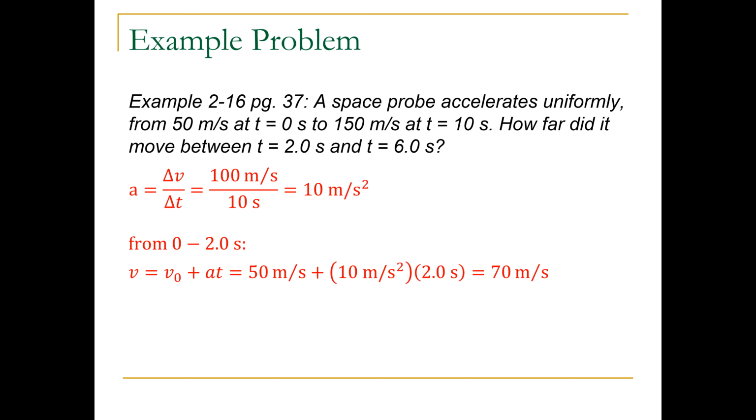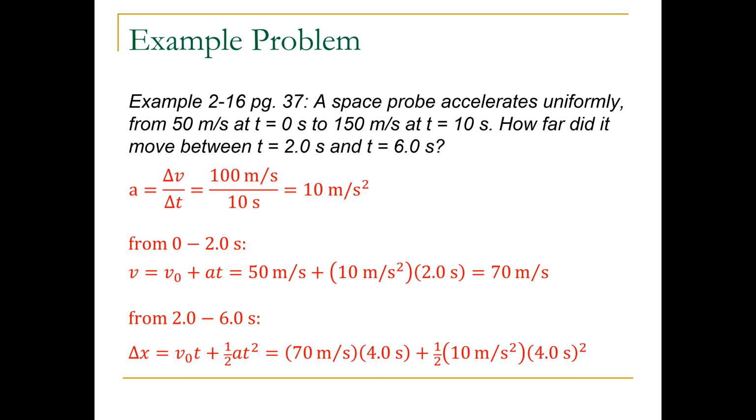Next, I'm going to look at the motion before the time segment we're really looking at. So for the first 2 seconds, I'm going to figure out how fast it's going at the end of those 2 seconds. So I end up with 70 meters per second. And now I'm looking at the segment just from 2 to 6 seconds. So that final speed from 0 to 2 is now my initial speed if I'm looking at 2 seconds up to 6 seconds.